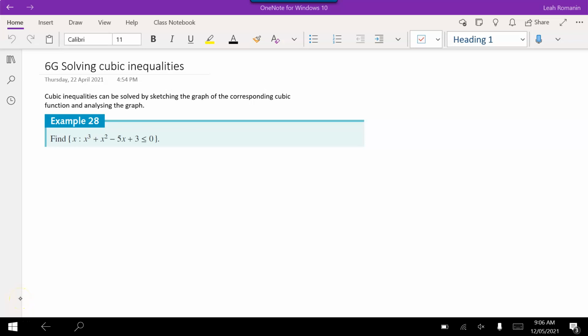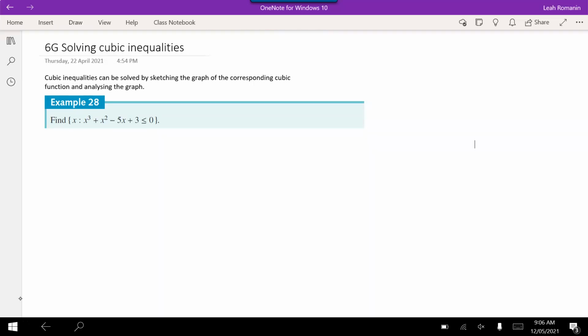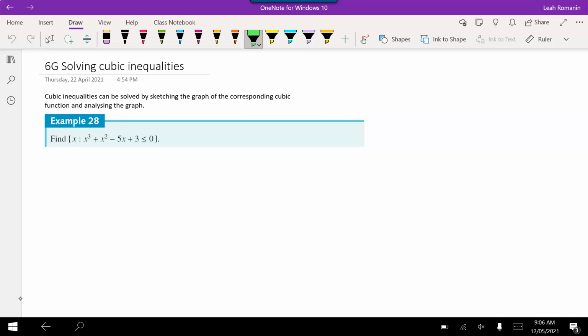So we're going through solving cubic inequalities. Nothing too difficult, but the key when solving cubic inequalities is that we need to sketch it. So you need to sketch the graph in order to solve it, because I'm not expecting you to visualize it in your head straight away.